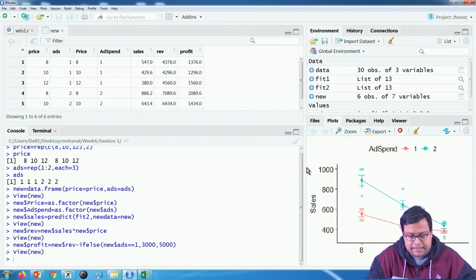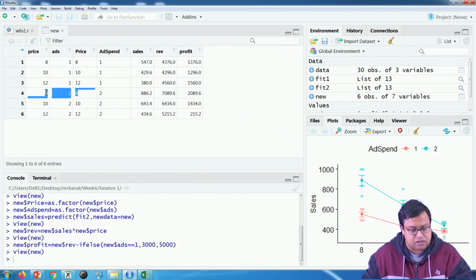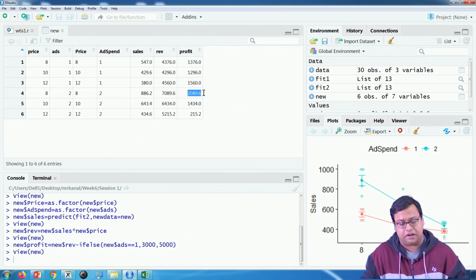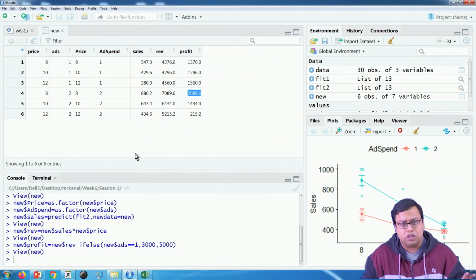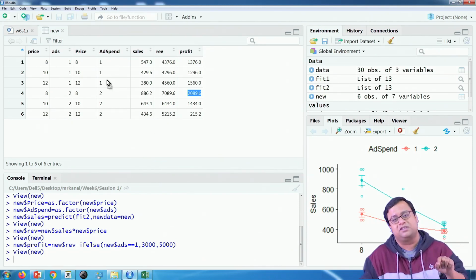Now, if you carefully see the profit, you will see that the price of 8 rupees with ad spend 2, the one that I said would give me lesser profit, is actually giving me the highest profit. All other combinations are giving me lower profit. Another interesting thing to see is that when the ad spend is 2, the lowest price is giving me the highest profit. But when ad spend is 1, the highest price is giving me the highest profit.